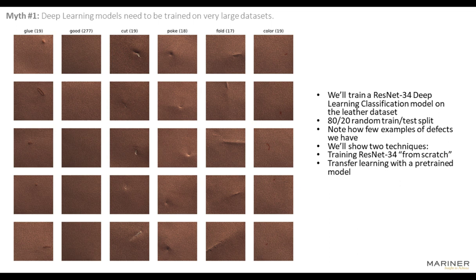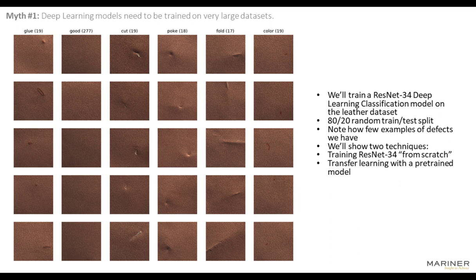Again, I just want to give you a sense for the kind of data set you need to train these models. Here again is the MVTec leather data set. We're going to train our model to detect those 6 different classes: good, glue, cut, poke, fold, and color. We'll train what's called a ResNet 34 deep learning model. It's called 34 because it has 34 layers. It's a pretty common architecture, kind of middle of the road.